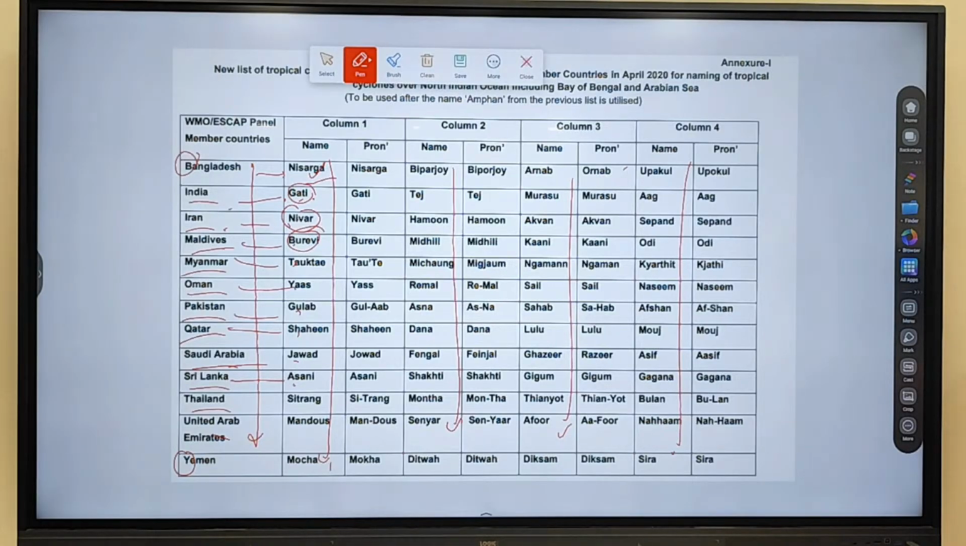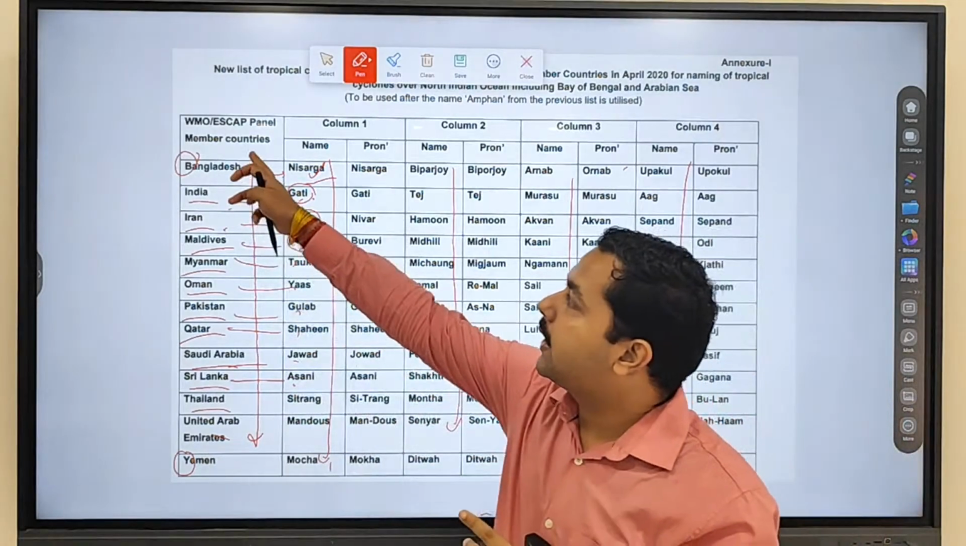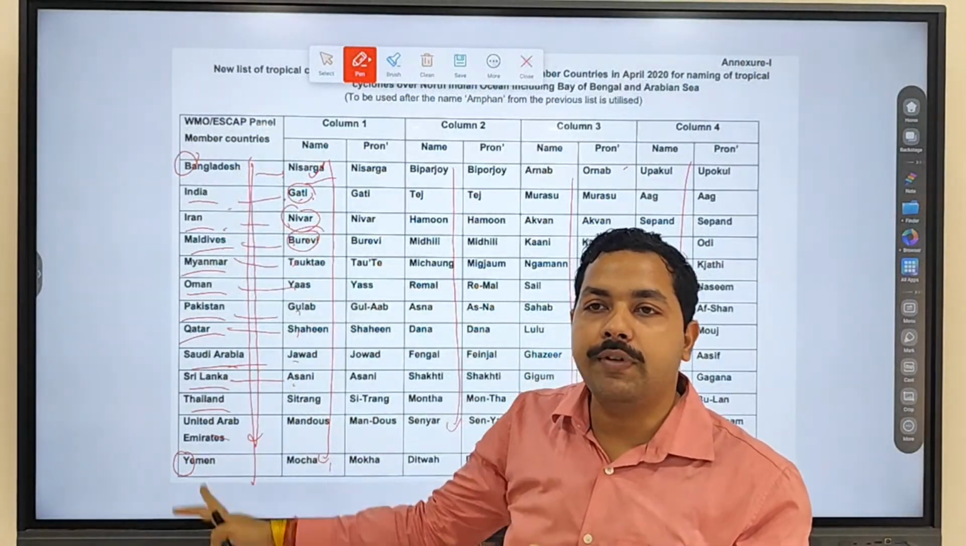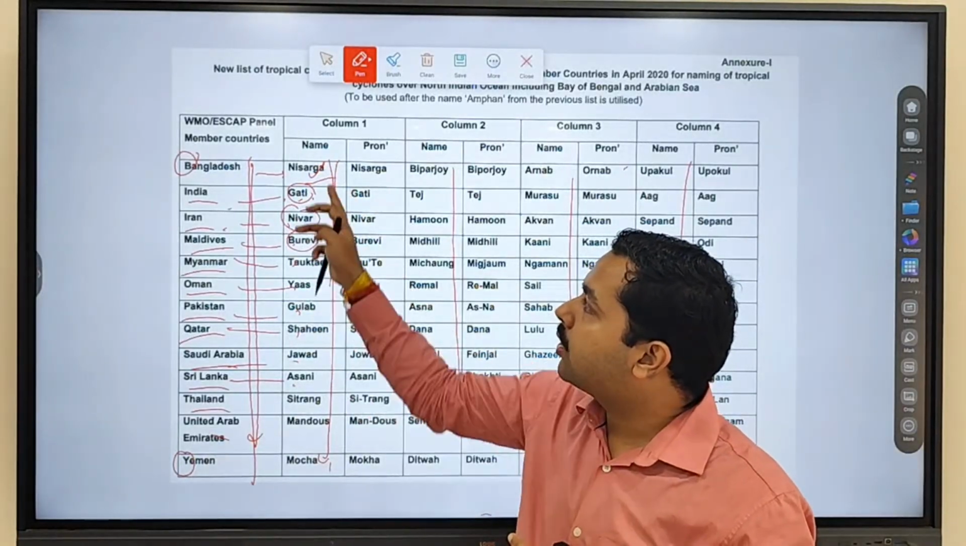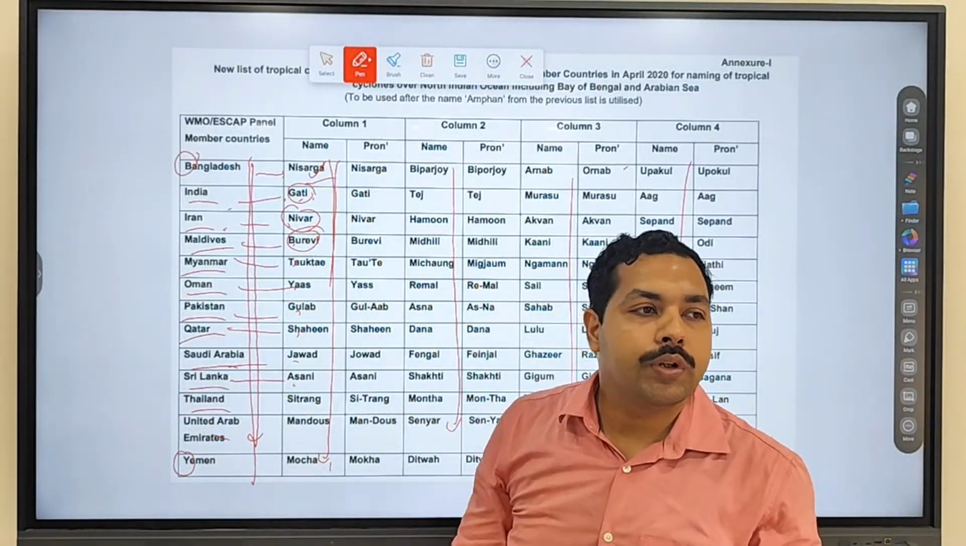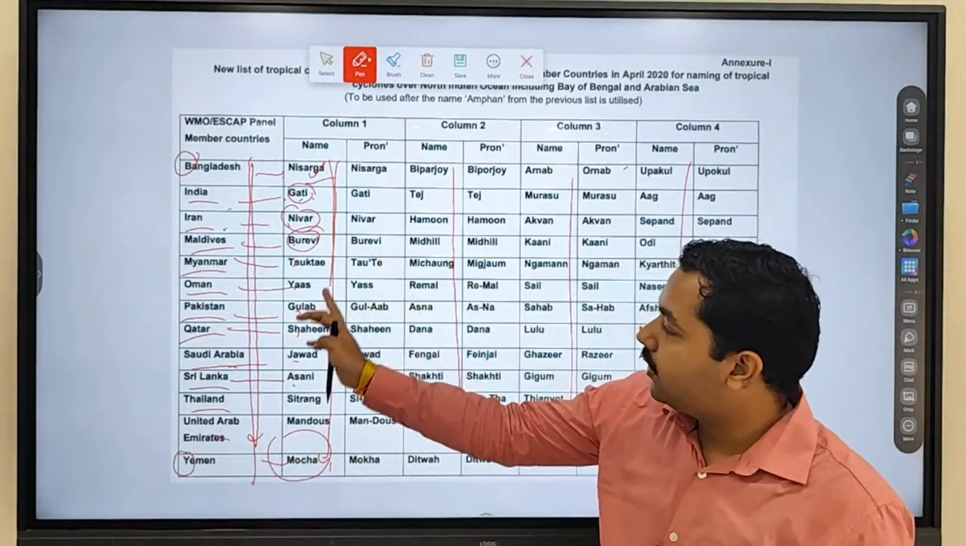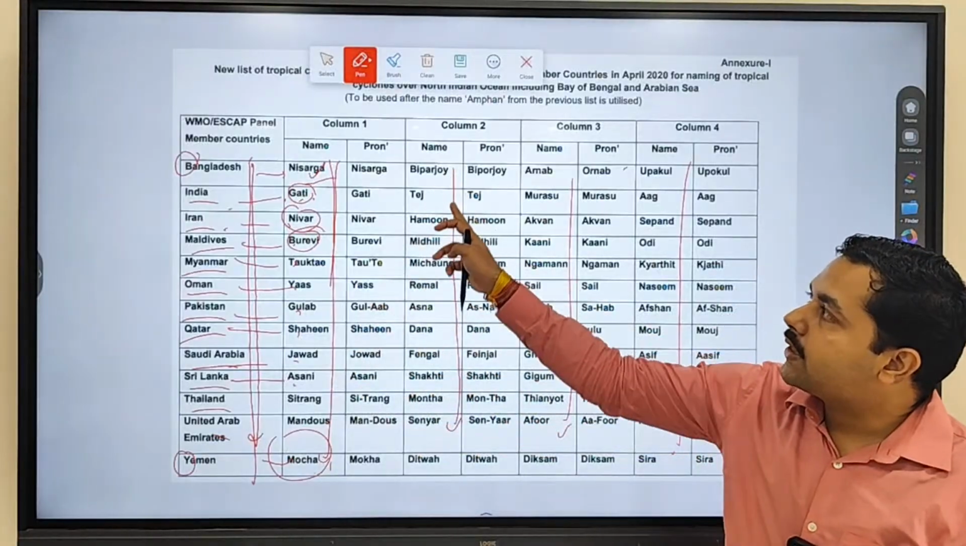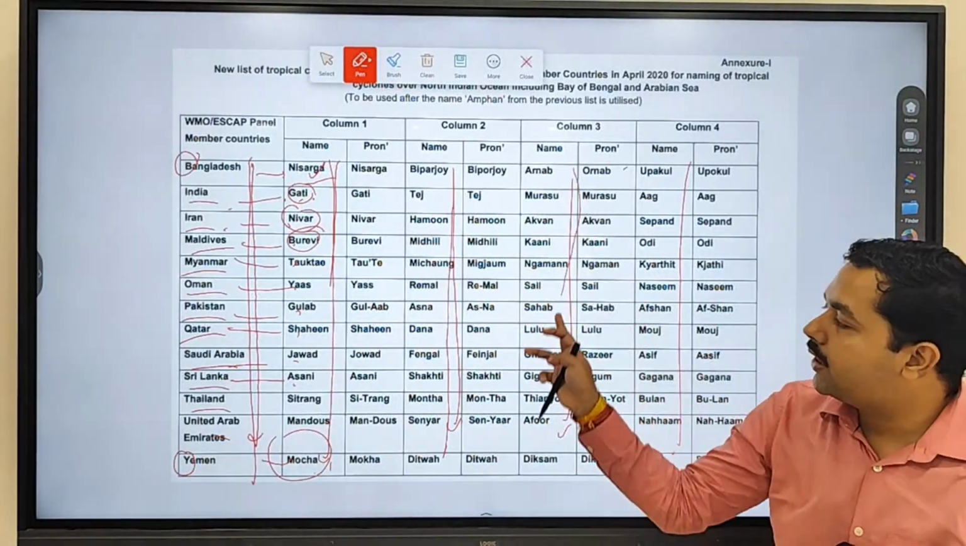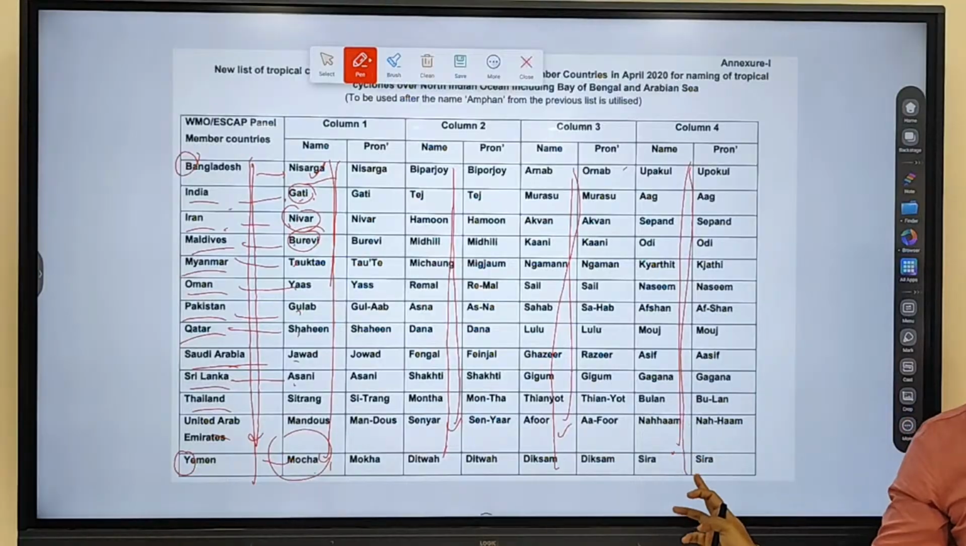So how is the naming of cyclones being done now? As we discussed, the World Meteorological Organization has given this responsibility to India. In India, we have created the Regional Meteorological Center. This Regional Meteorological Center collects names from every country. And when a cyclone occurs, we give one name to the cyclone. Once we have reached the end, then the next set of names is going to be taken, then the next set of names.